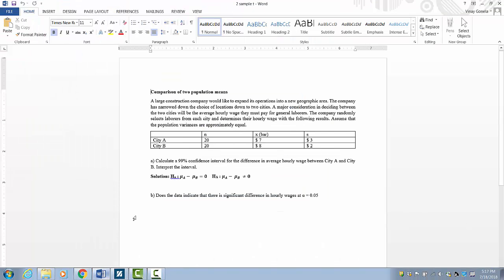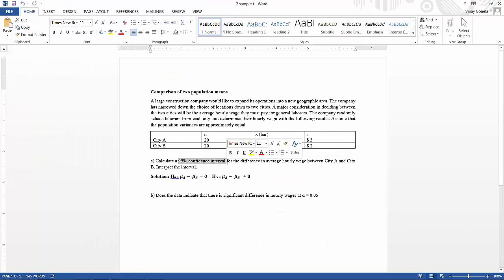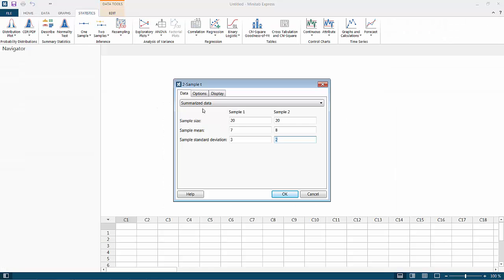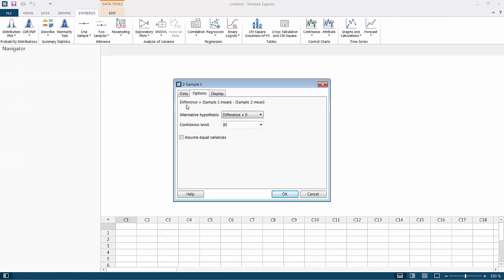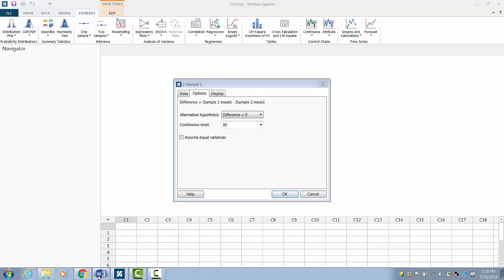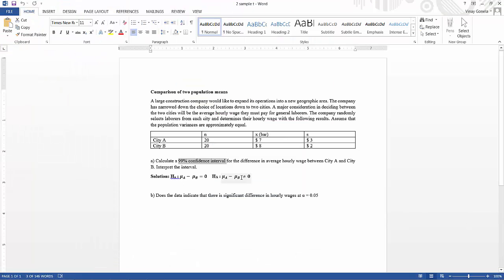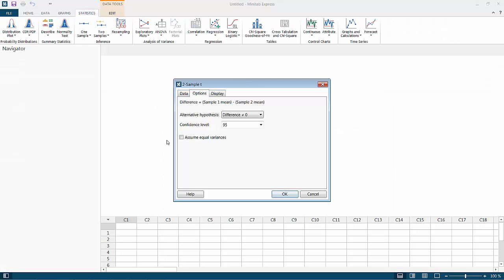Now they are asking us to calculate a 99% confidence interval. So I will go to options. You see, the difference is sample 1 mean minus sample 2. Alternative is difference not equal to 0. That is what our mu A minus mu B not equal to 0, that is what our alternative hypothesis would be. Now for the confidence interval, I will say it's 99% and I will assume equal variances. So once I assume equal variances, click OK.